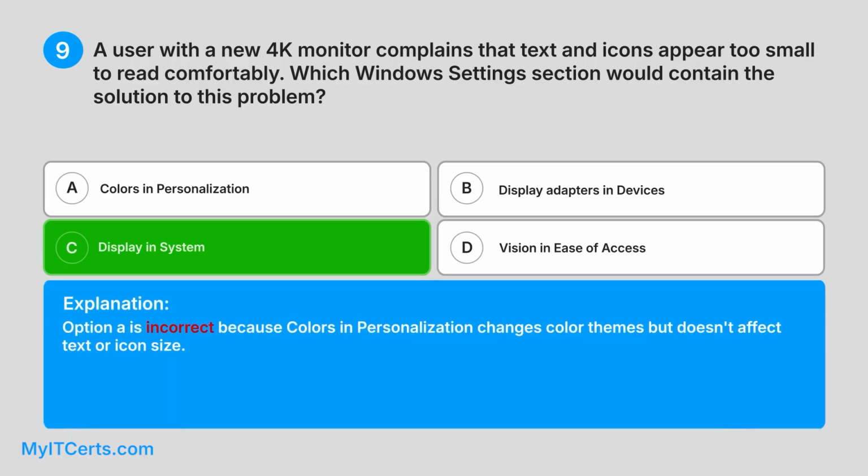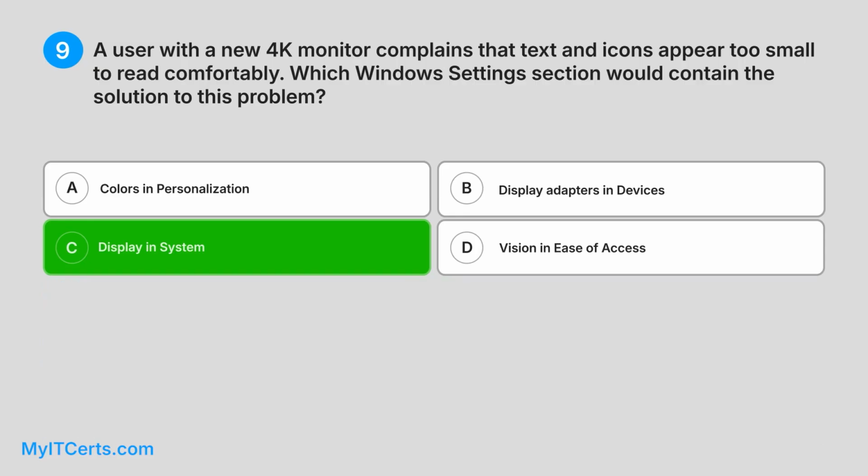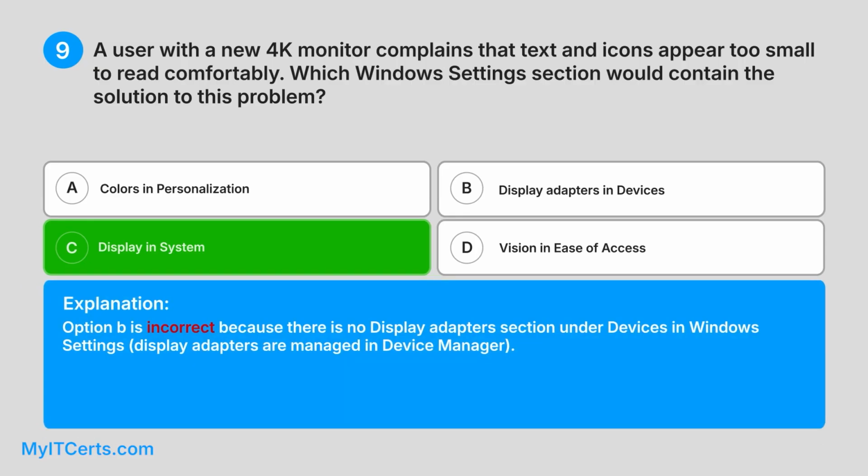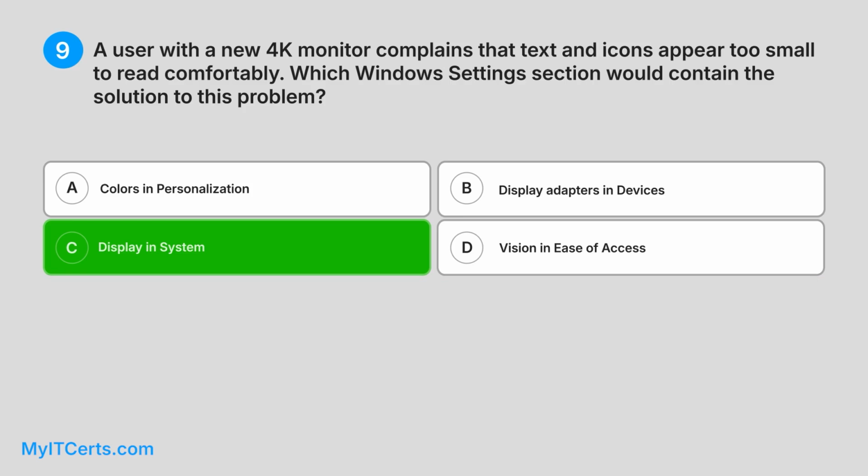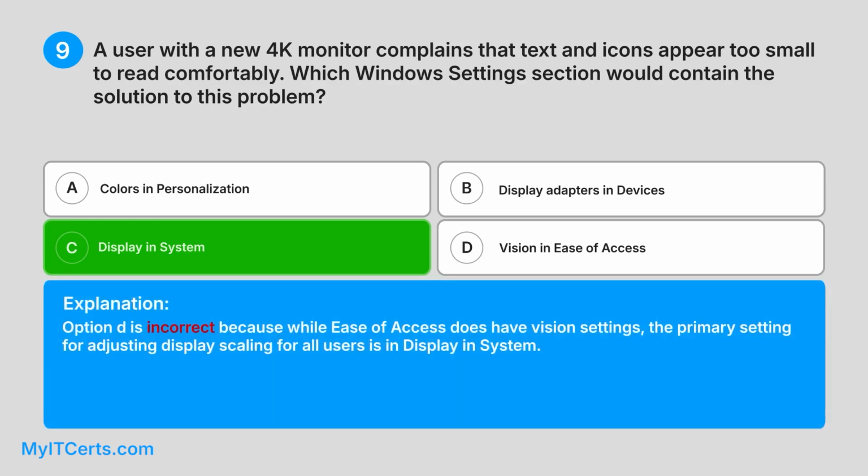Option A, colors in personalization, is incorrect because colors in personalization changes color themes but doesn't affect text or icon size. Option B, display adapters in devices, is incorrect because there is no display adapters section under devices in Windows settings. Display adapters are managed in Device Manager. Option D, vision in ease of access, is incorrect because while ease of access does have vision settings, the primary setting for adjusting display scaling for all users is in Display and System.